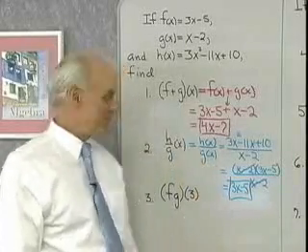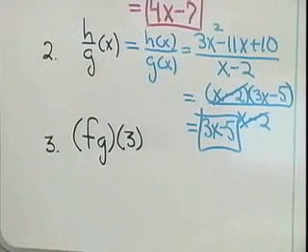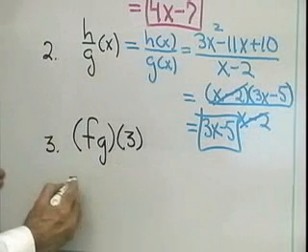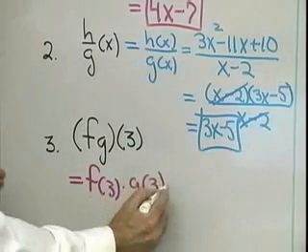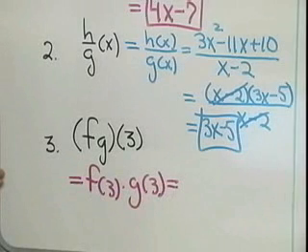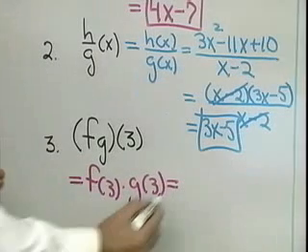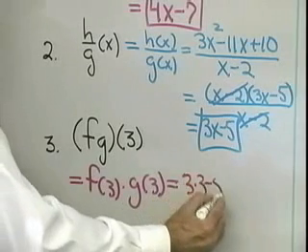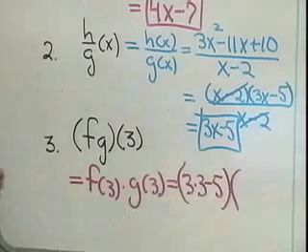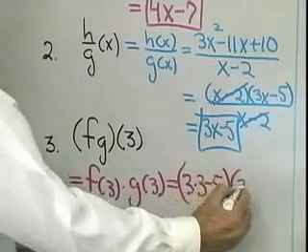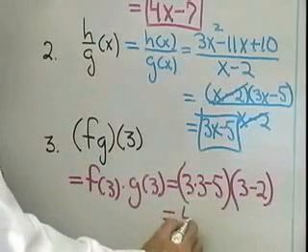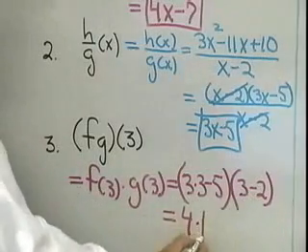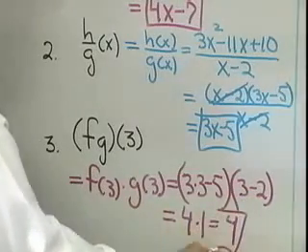Let's look at another problem. I have the product of 2 functions, f and g, and I want to evaluate them at 3. So f times g of 3 is going to be f of 3 times g of 3. So I'll go back up to my original definition for the functions. F of x is 3x minus 5, so 3 times 3 minus 5. And then g of x is x minus 2, so that will just be 3 minus 2. So I end up with 9 subtract 5, which is going to be 4, times 3 subtract 2, which is 1. So that just comes out to be 4.